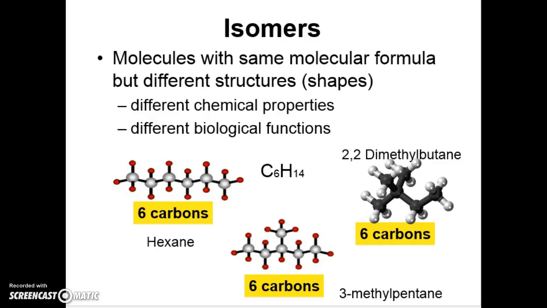This is part 2 of chapter 4, and we were talking about isomers and looking at the isomers of C6H14. I was mentioning that the different structures actually change the function and actual chemistry of these different forms of the same chemical formula.